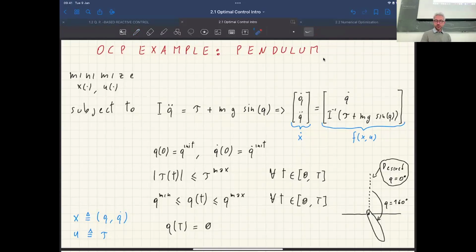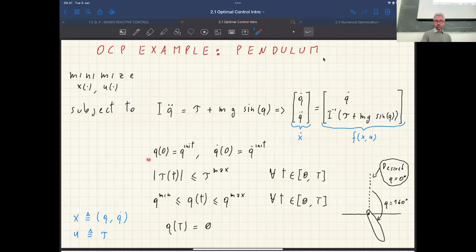It's just a rewriting of the same expression in this vector form, because you need to specify the dynamics for your whole state. But I did nothing complex there. Okay, so we took care of the dynamics.